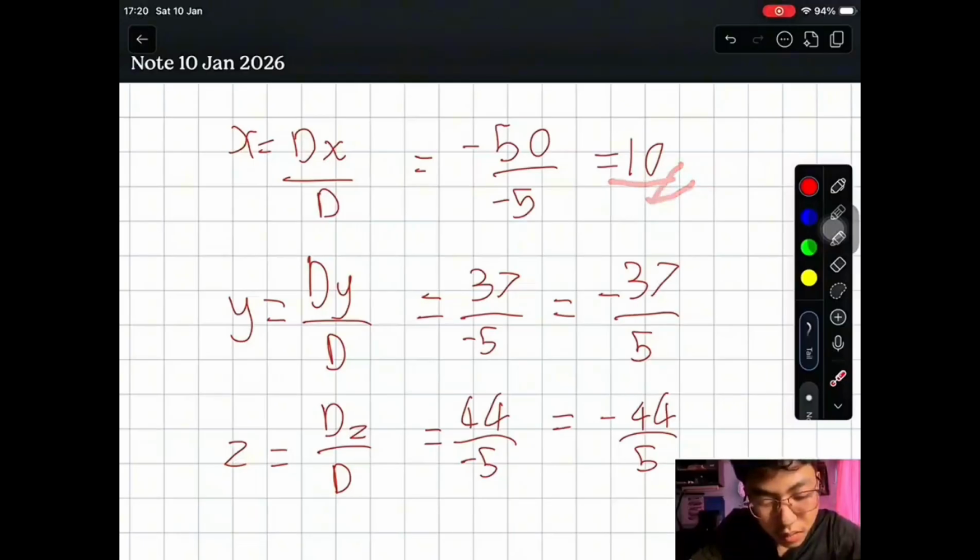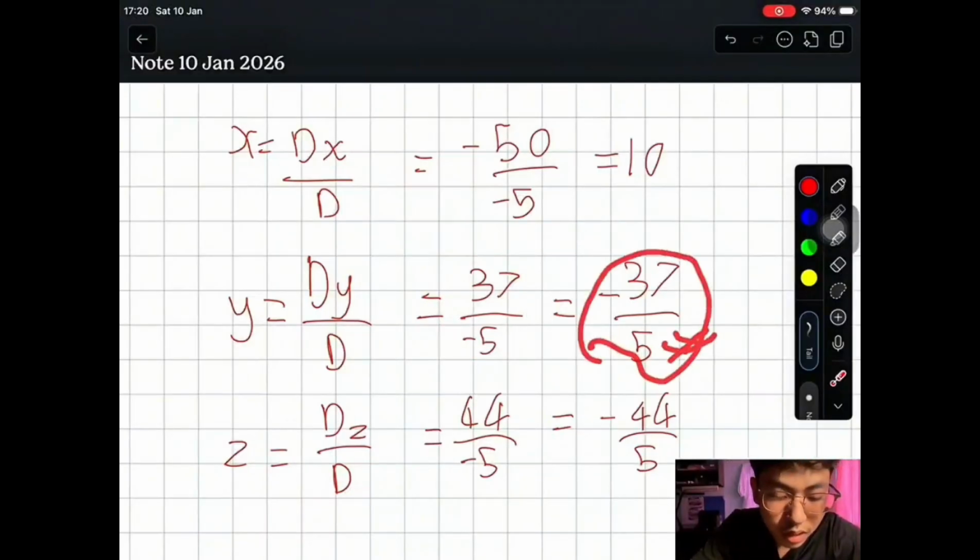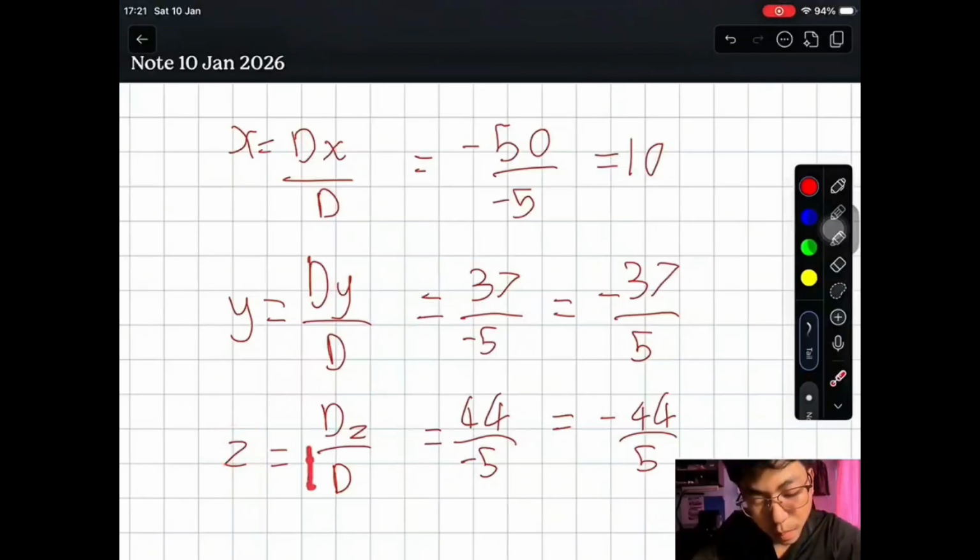Next, the determinant for Y is D sub Y equals 37. So Y equals 37 divided by negative 5. Therefore, Y equals negative 37 over 5. Finally, the determinant for Z is D sub Z equals 44. So Z equals 44 divided by negative 5, and you get the answer Z equals negative 44 over 5.